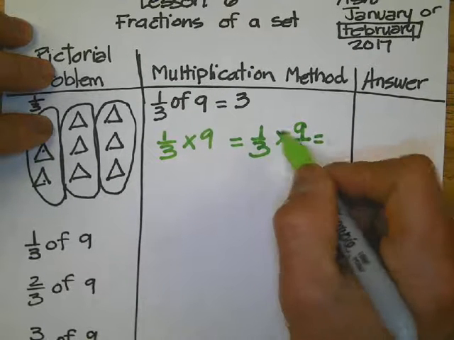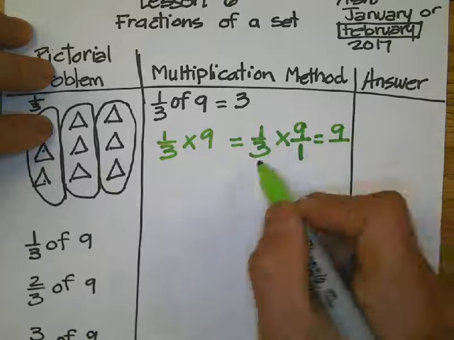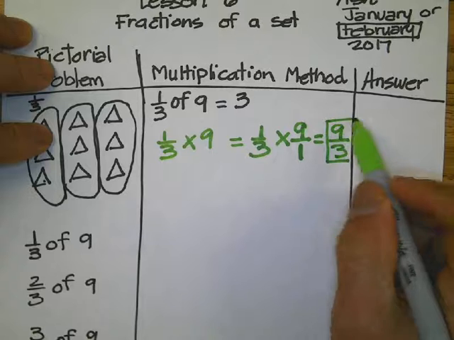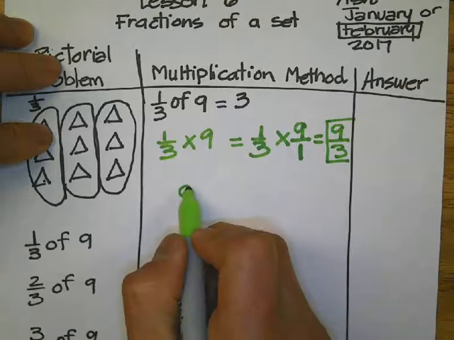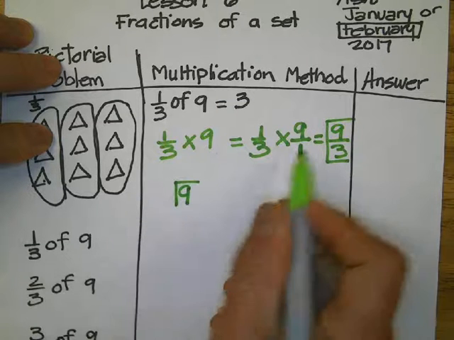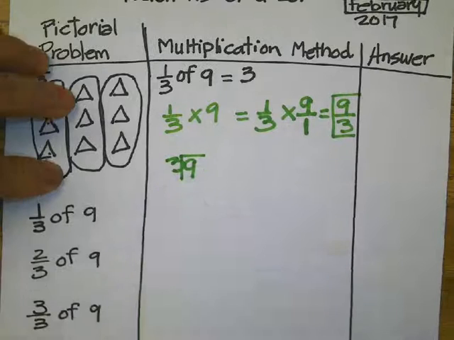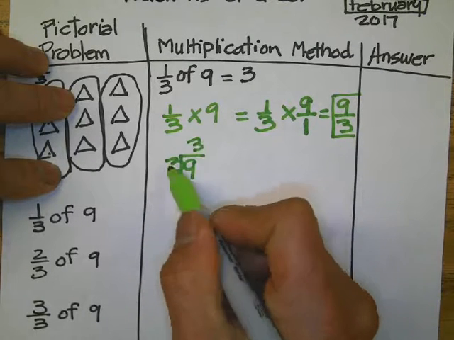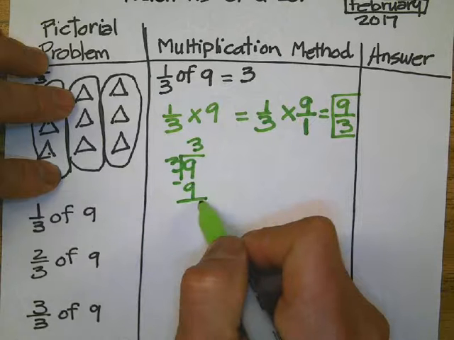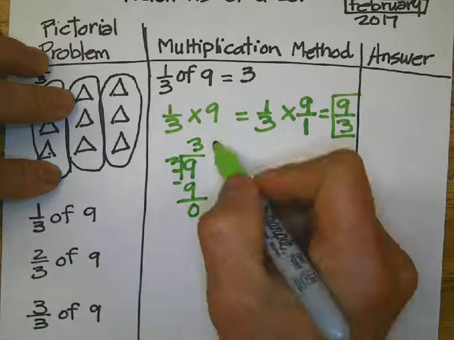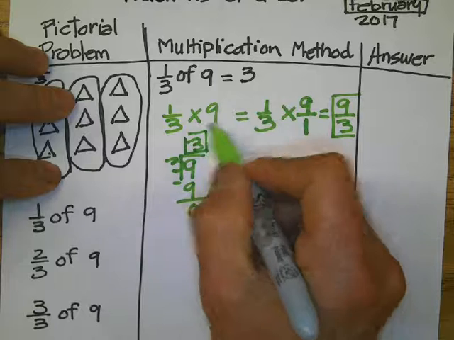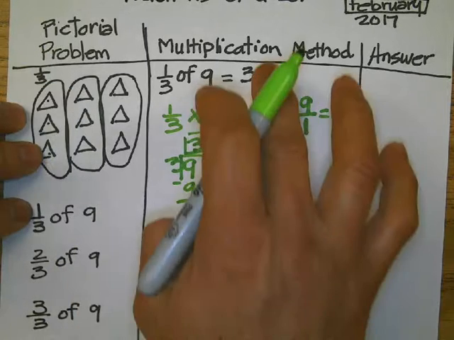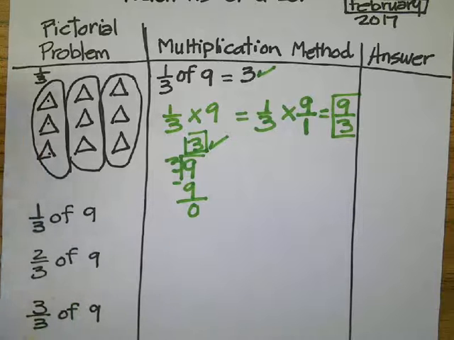1 times 9 equals 9. 3 times 1 equals 3. Now we know that this is a division, which we're going to solve right now. 9 divided by 3. The 3 goes into the 9 3 times. 3 times 3 equals 9, and the difference is 0. This also helps us see that our answer is correct. The picture is correct, and the multiplication check is correct.